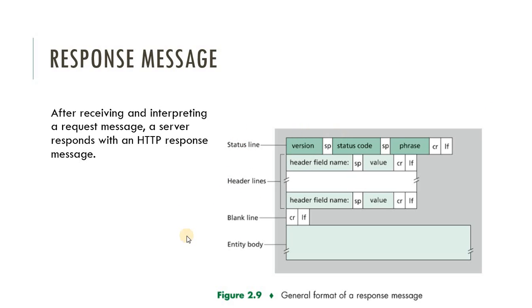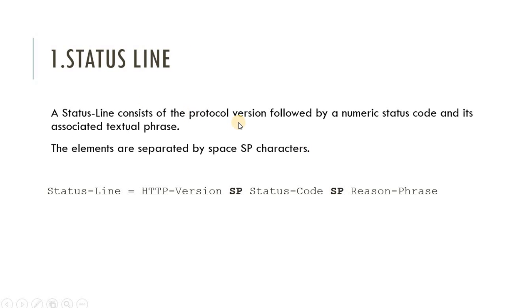So let's understand each in detail. The status line consists of the protocol version followed by a numeric status code, which is associated with a textual phrase. The elements are separated by a space. So the status line contains the HTTP version, status code, and reason phrase. Let's understand what the HTTP version is. As I already said, the version is 1.1 if it is persistent HTTP, and 1.0 if it is non-persistent HTTP. There is a second field, the status code.